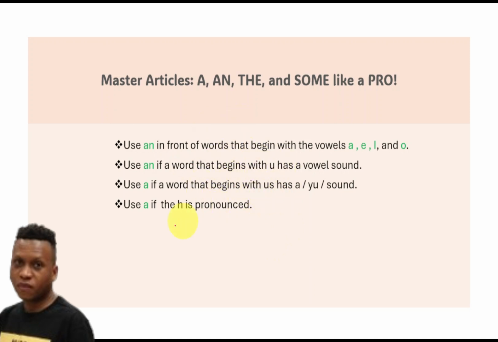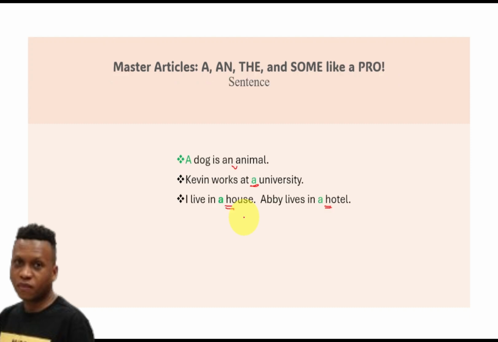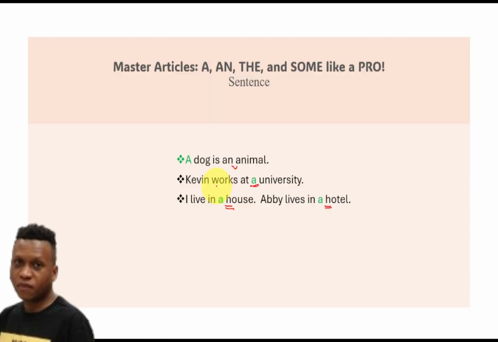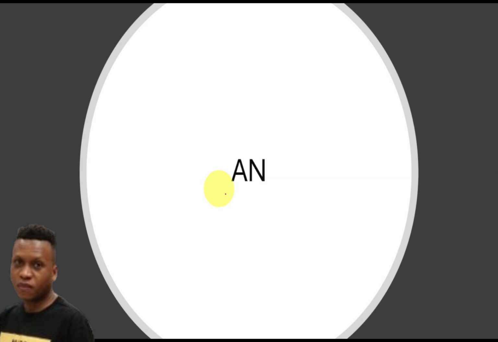Okay. So use A if the H is pronounced. Okay. So we come here. You see. A house. House. See. So this H, we pronounce it. That's why we use this A. Okay. So a house. Hotel. Okay. Now we're gonna use this one.